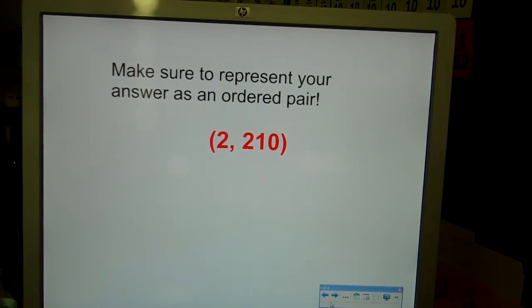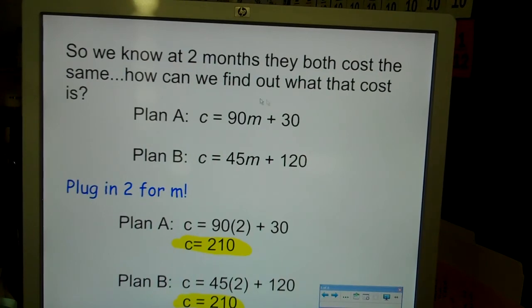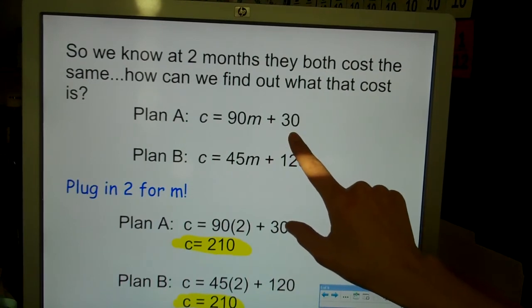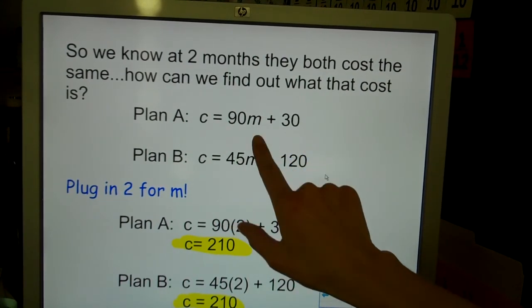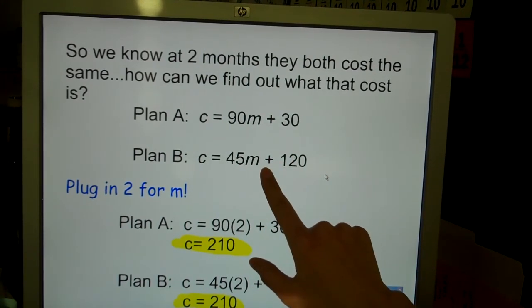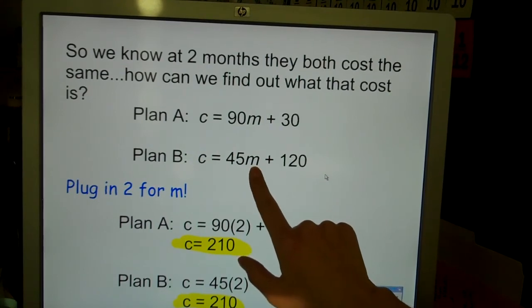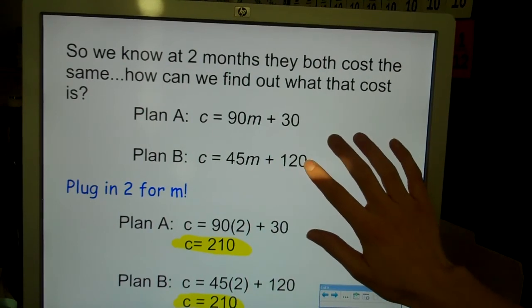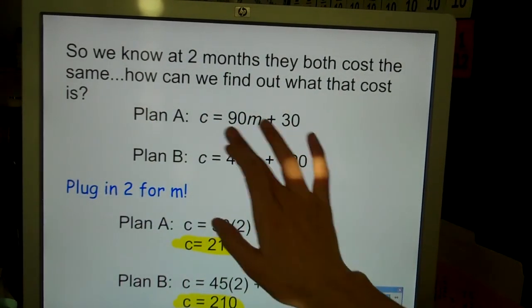Now, here's a question for you to think about. Go back to our equations here. What if I only wanted to go to the gym for 1 month? Which plan should I go with, plan A or plan B? I hope you're saying A, because if I only go for 1 month, my upfront cost is much less. So 90 times 1 is 90, plus 30 is 120. If I go with plan B and only go 1 month, 45 times 1 is 45. 45 plus 120 is 165. So plan B is going to cost me more if I only go 1 month. For 1 month I should go with plan A.